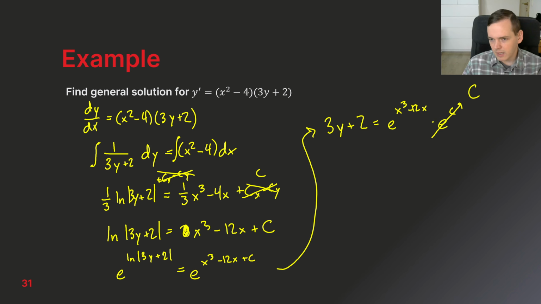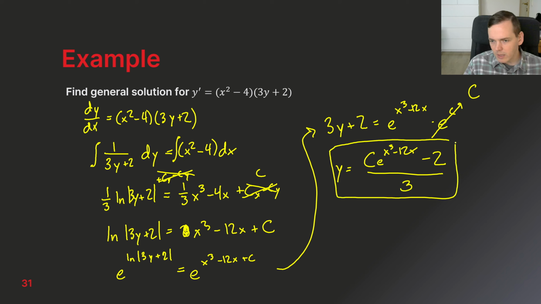Because again, e to some constant is some other constant, so we're just absorbing any constants into that c value. Now we can do the last bit of algebra here to get c e to the x cubed minus 12x. That's what we already had on this right side. I'm going to subtract 2 to get rid of this 2, and then I'm going to divide by 3 to get rid of that 3. And so this right here is the general solution to the differential equation y prime equals x squared minus 4 times 3y plus 2.